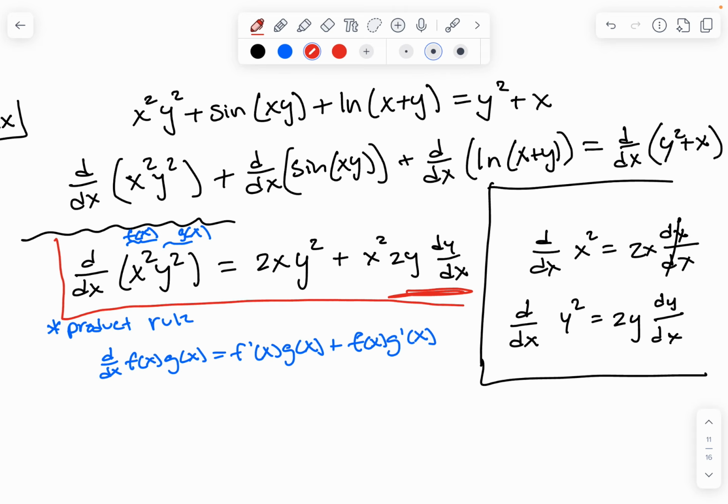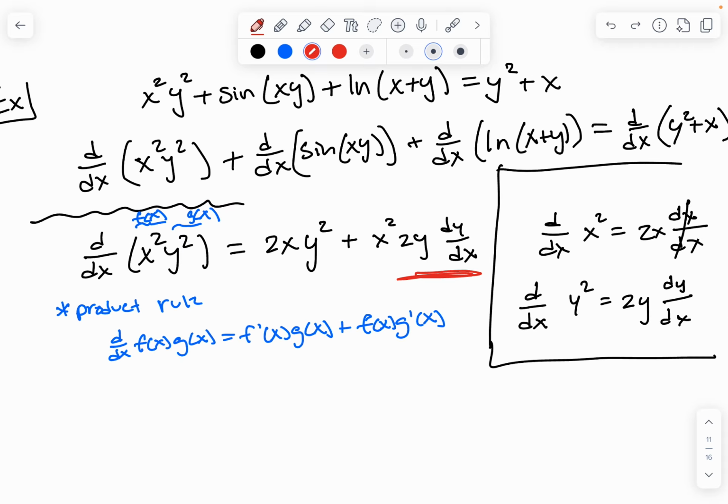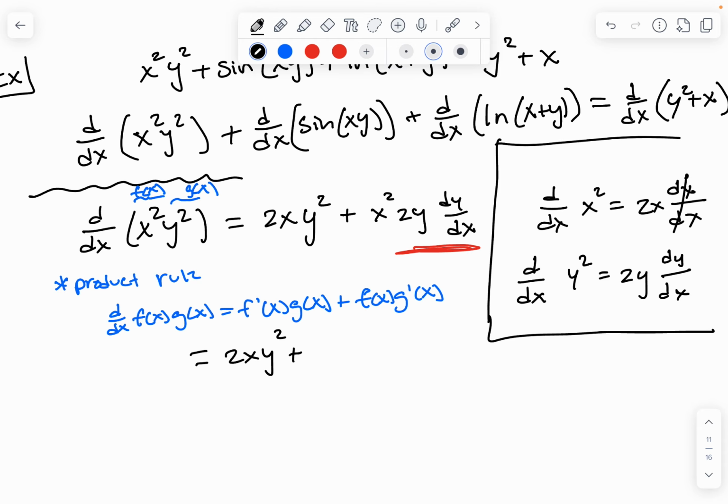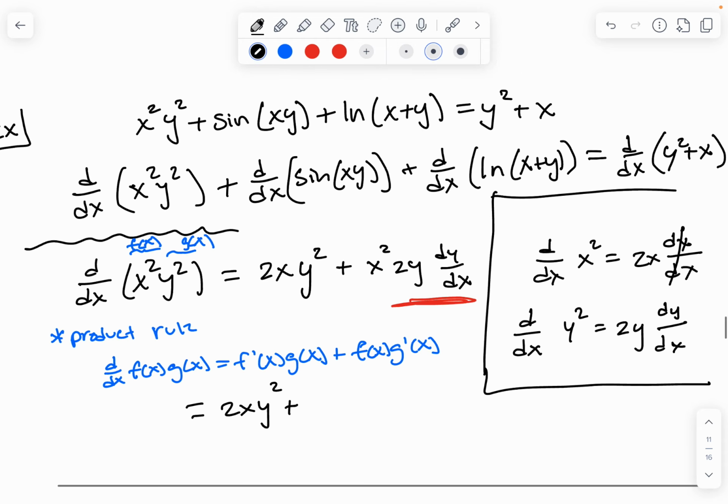This is our first term, and actually I'm going to rewrite that a bit neater. So this is all equal to 2xy squared plus... did I make a mistake somewhere?